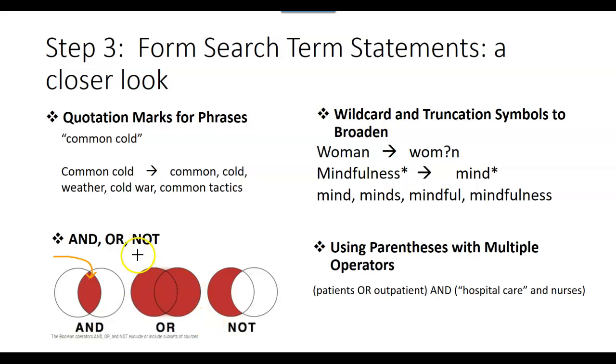The or is more of a synonym. You can say this term or this term. So mindful or mindfulness or mind, and it's going to give you all the words. An or is a very broad search, but it's used heavily in the databases. And the not, I find that it's used less. So maybe you're looking for nurses, not physical therapy assistant, and mindfulness, and so you are excluding a word. I hope that makes sense for you.